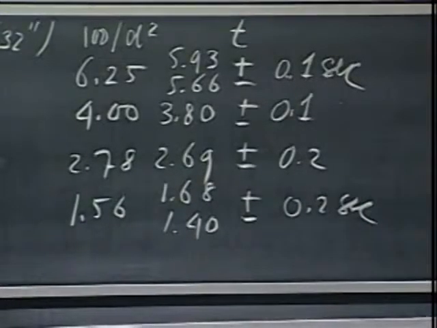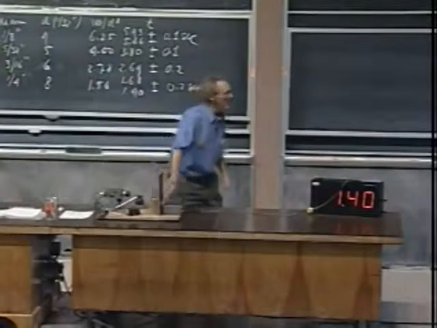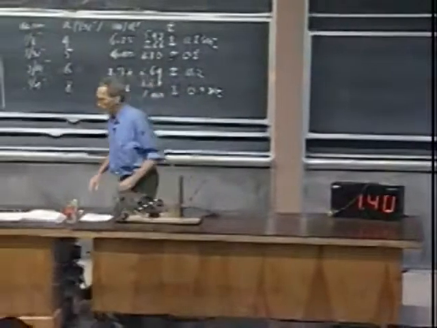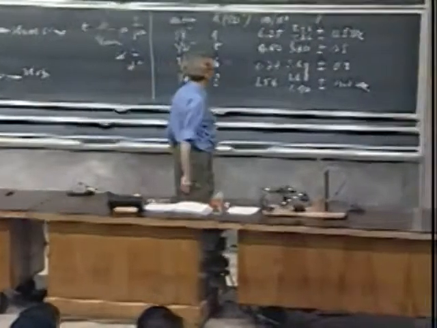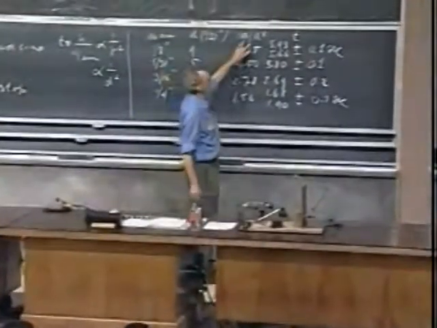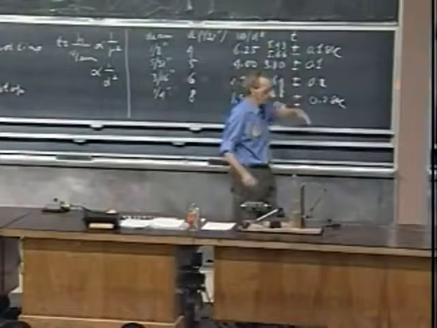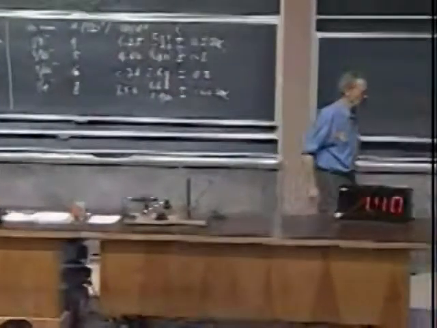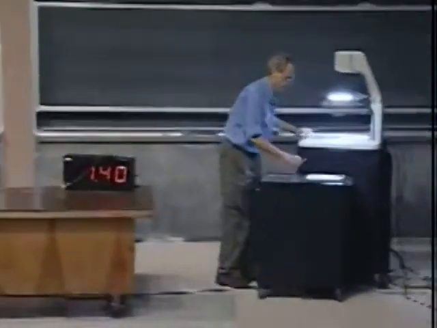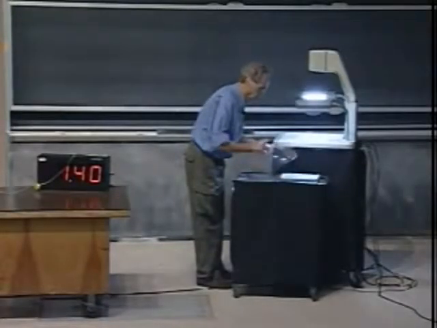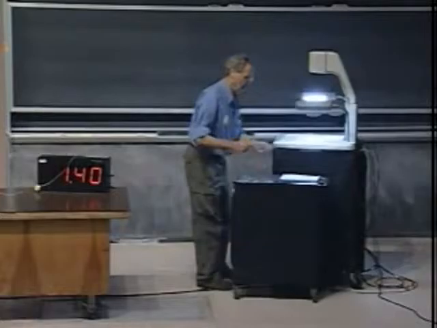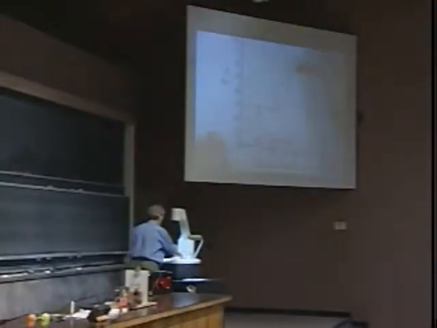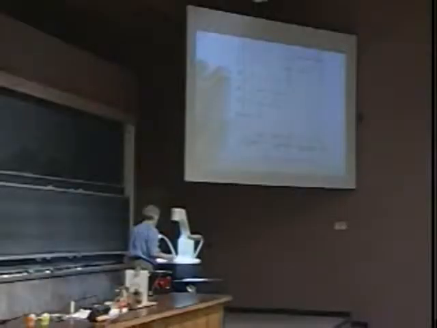Now comes the acid test. And the acid test is that if the measurements were done correctly, and if we really work in that regime, then if I plot 100 divided by d squared versus t on linear paper, then it should be a straight line. All right. Here I have a plot which I prepared, and I'm going to put these numbers in there.